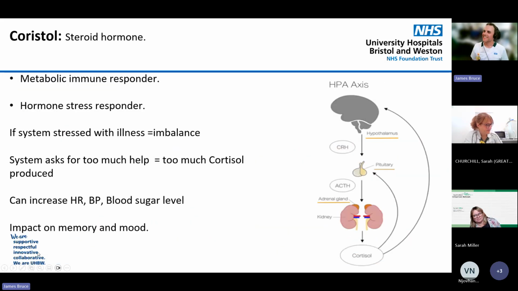The other one is cortisone. Cortisone is a steroid hormone. Obviously our patients are critically ill, so they have a metabolic dysregulation. They have a huge imbalance of their metabolic system. Our body detects that and sends out a hormone stress response, and obviously the stress response is cortisone. If you've got too much cortisone in your system, it can increase your heart rate, increase your blood pressure, increase your blood sugar level as well, and it can impact your memory and your mood.